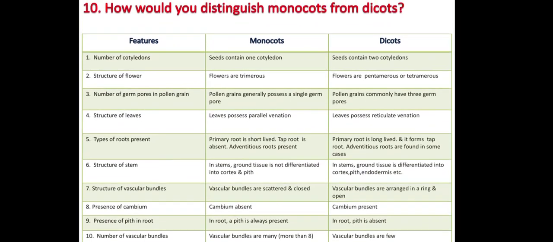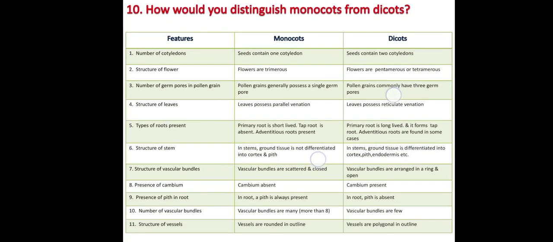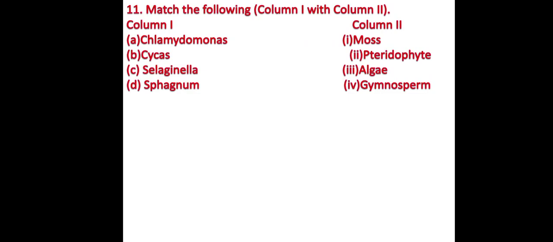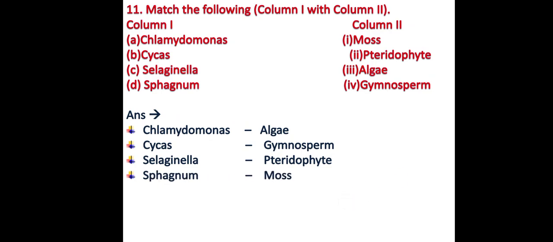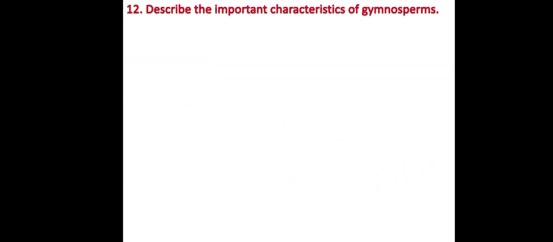So let's see the next question. Match the following, column 1 to column 2. So let's match. First, Chlamydomonas. It will match with algae because Chlamydomonas is an algae. The next, B, Cycas will match with gymnosperm because it is a gymnosperm. Next one, Selaginella is a pteridophyte and Sphagnum is a moss. So this is very easy. So let's move to the next question.